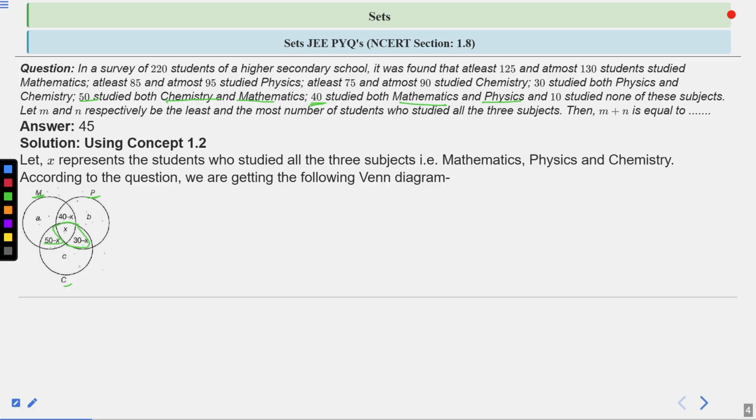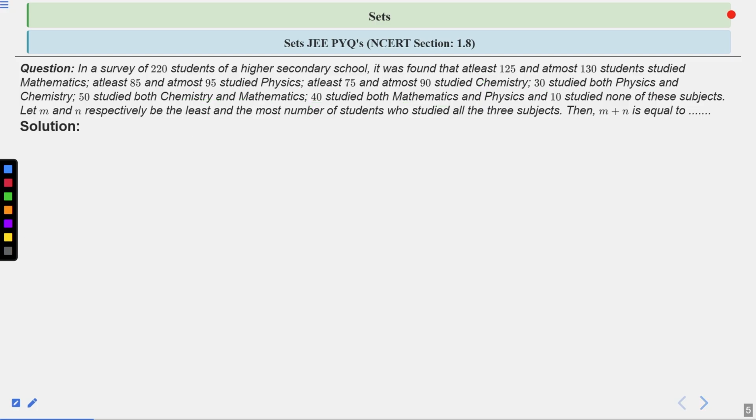And this is the region of students who have studied both physics and chemistry. So how many students do we have? Physics and chemistry, simply 30 students studied both physics as well as chemistry. So simply we are getting this. In this specific region, we will have how many students? 30 minus x. Clear? I hope this Venn diagram is clear to all. Now, continuing our solution.